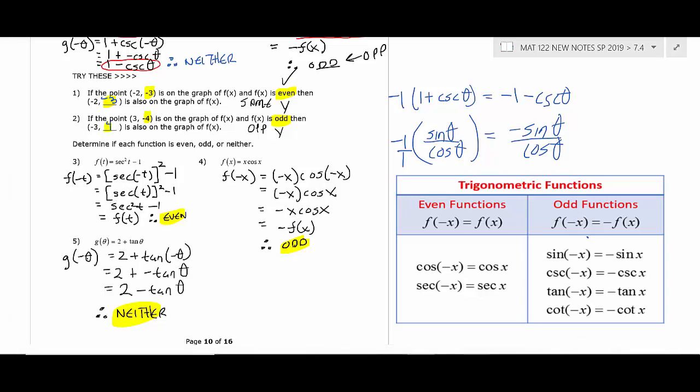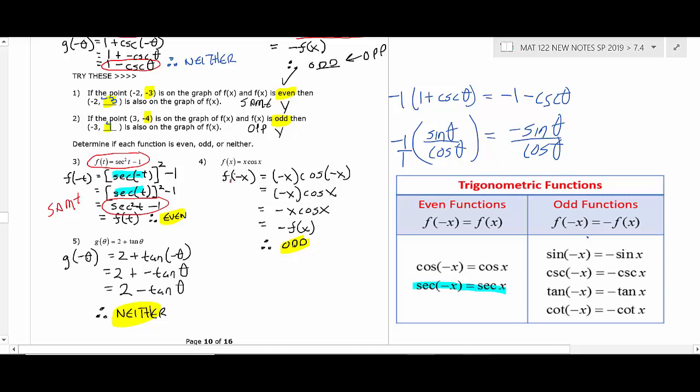The key thing is secant is an even function. So notice over here, if it's an even function, that just becomes secant. Then when you square the secant, you just get secant squared t. The -1 keeps coming down. If you compare what I gave you to what you found, they are the same. Therefore, it's even.